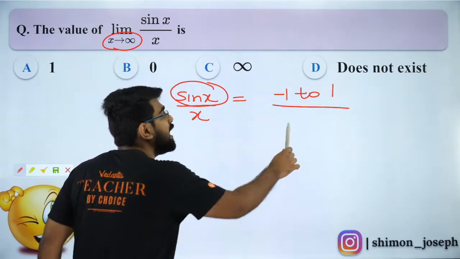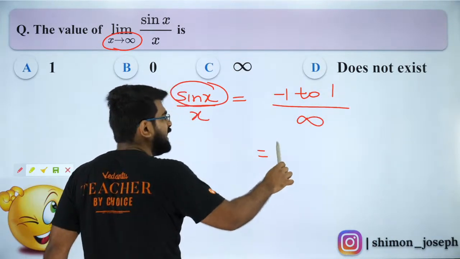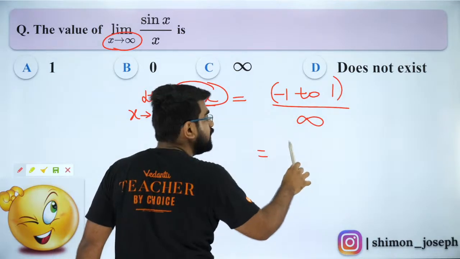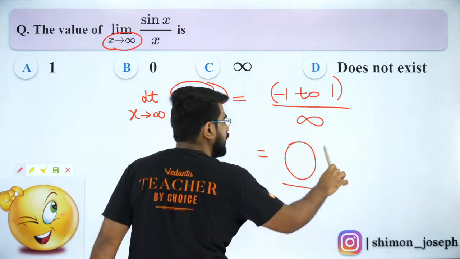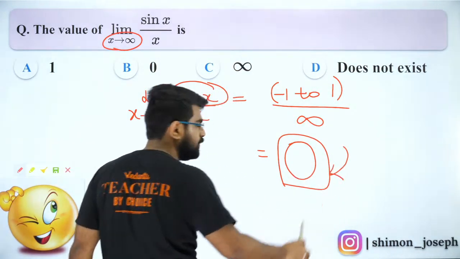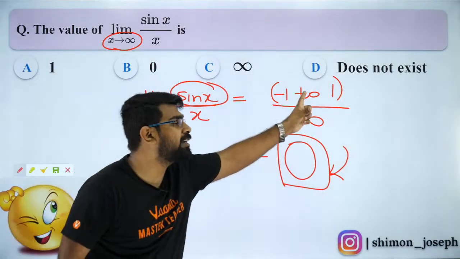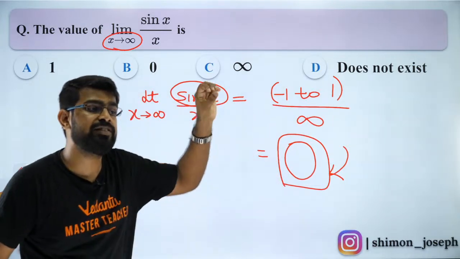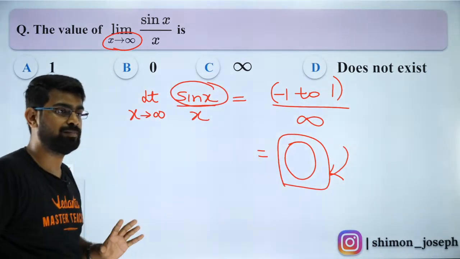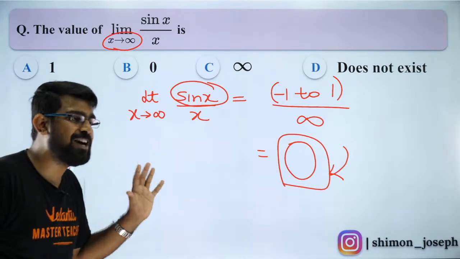Now I divide it by infinity. So any finite value divided by infinity will be 0. Got it? As simple as that. Any finite value by infinity will be 0. Are you all clear with it?